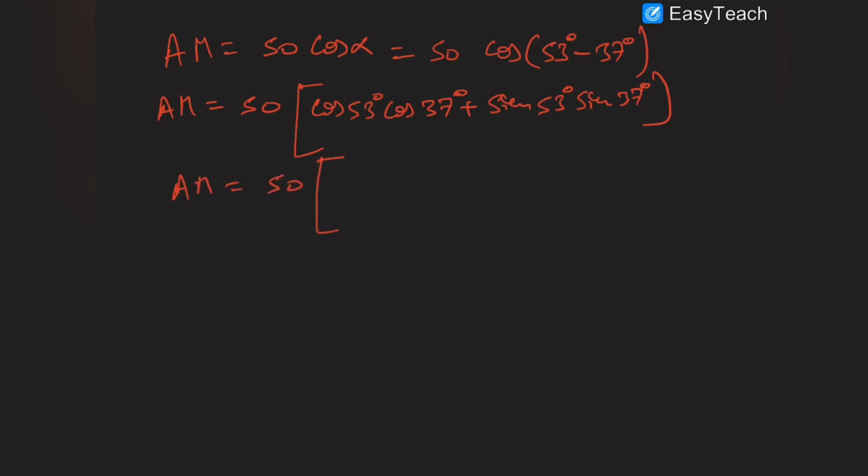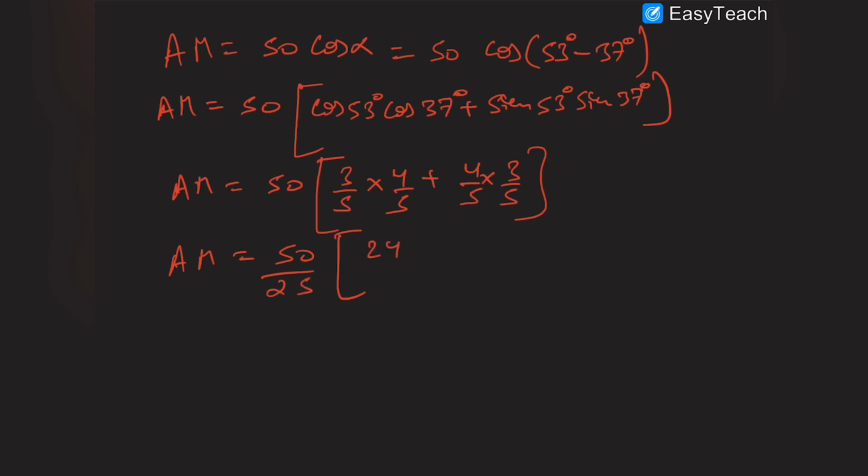Cos 53 is 3 by 5. Cos 37 is 4 by 5. Plus again, sin 53 is 4 by 5, and sin 37 is 3 by 5. So AM is equal to 50 by 25, and this is 24. So AM is equal to 48.